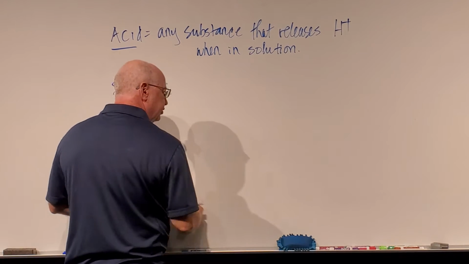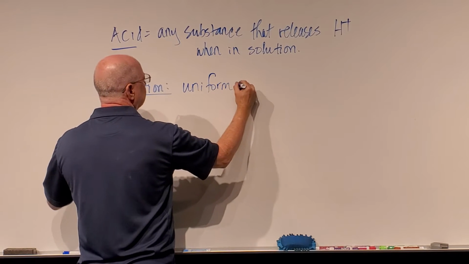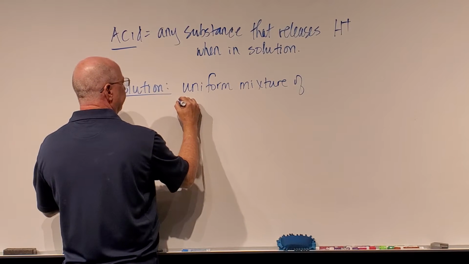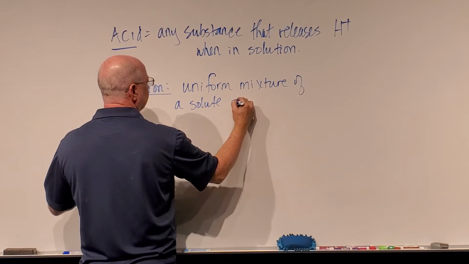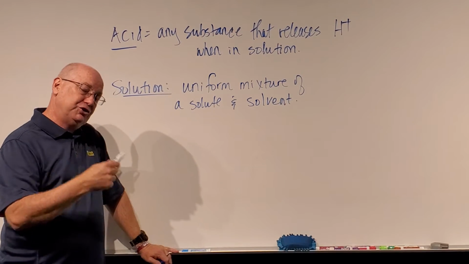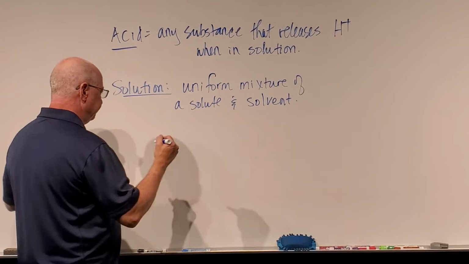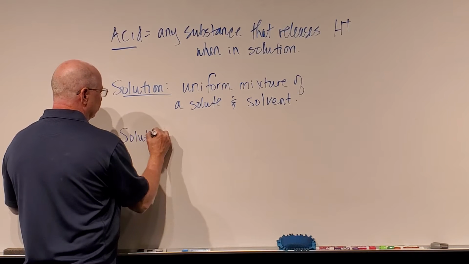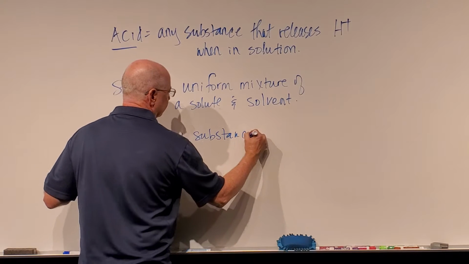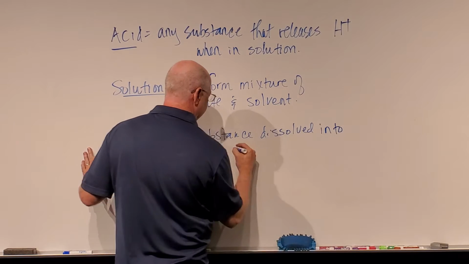Now, the chemical definition of a solution is a uniform mixture of a solute and a solvent. Okay, this is going to be a circular argument, but learn the language. It's a uniform mixture of a solute and a solvent. That begs the question, what is a solute? It is any substance dissolved into solution.